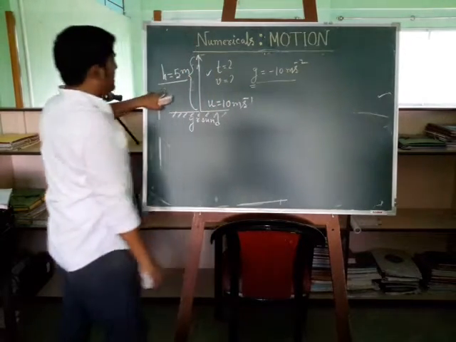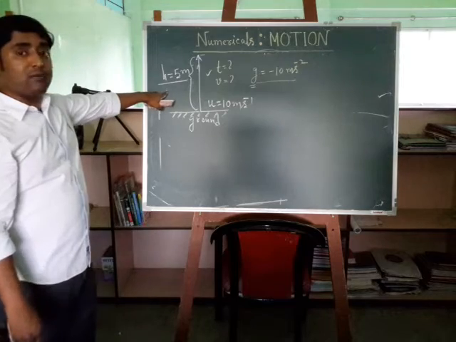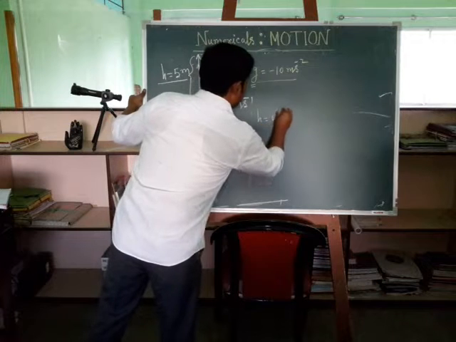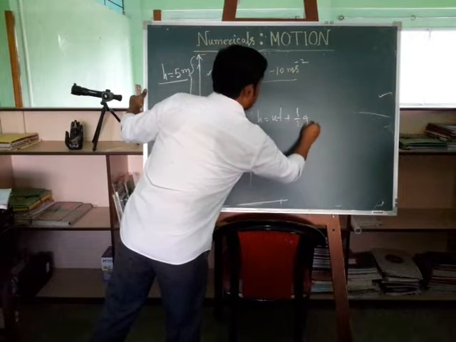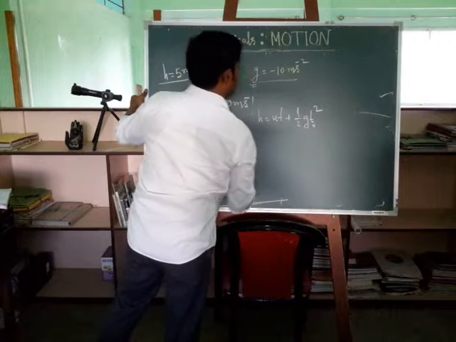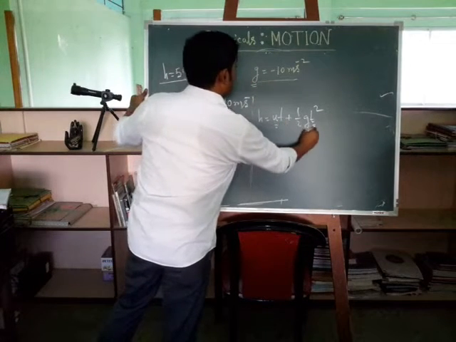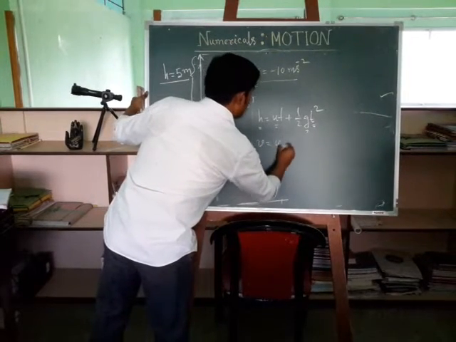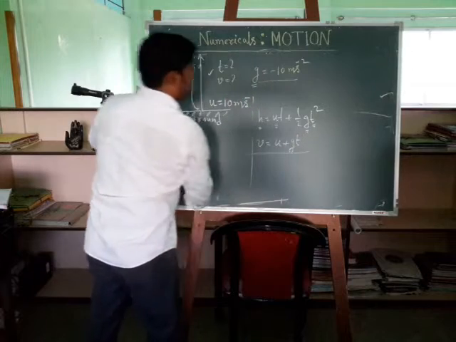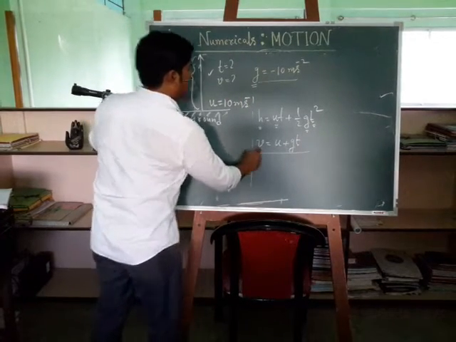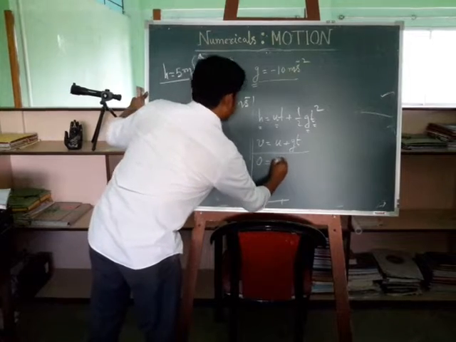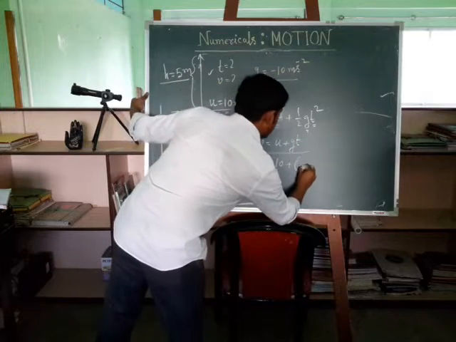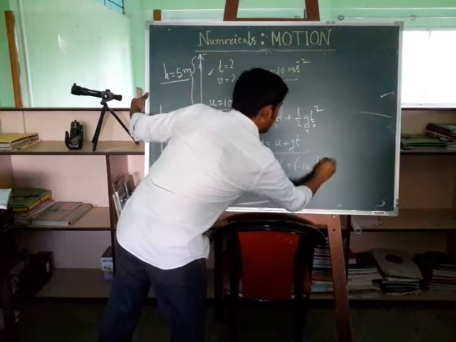I can use the second equation of motion. Remember, for motion under gravity we used h equals to ut plus half gt square. What is the time? That is the question. We know u, we know g, we know h. Or the first equation, v equals to u plus gt, is even simpler to use, because the final velocity is 0, the initial velocity is 10 meter per second, and our g is minus 10 meter per second square. So what is the time?